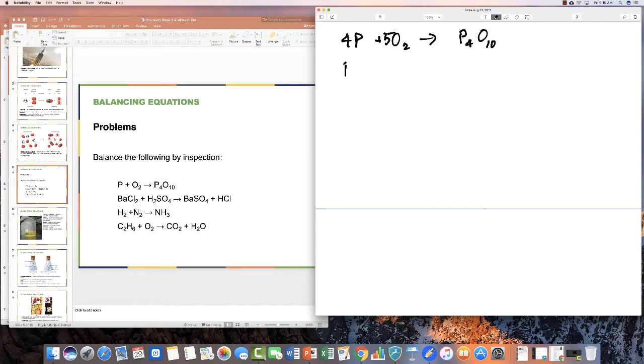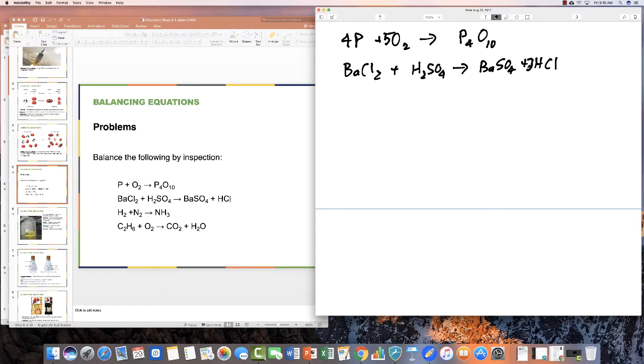Let's look at the next one. BaCl2, or barium chloride, plus sulfuric acid combines together to produce barium sulfate plus hydrochloric acid. Now when you look at this, you see you've got 2 chlorines here, but you've only got 1 here, and you've got 2 hydrogens here, and you've only got 1 here.